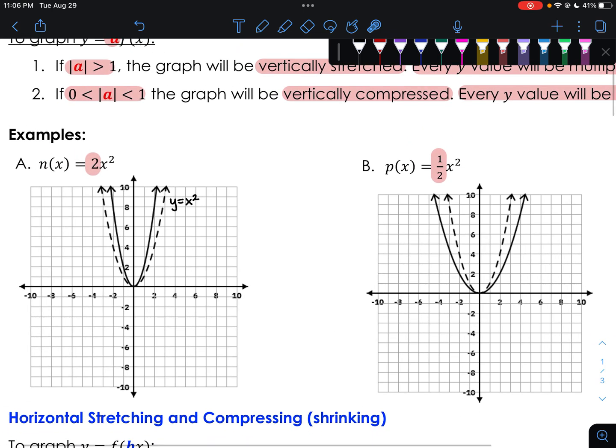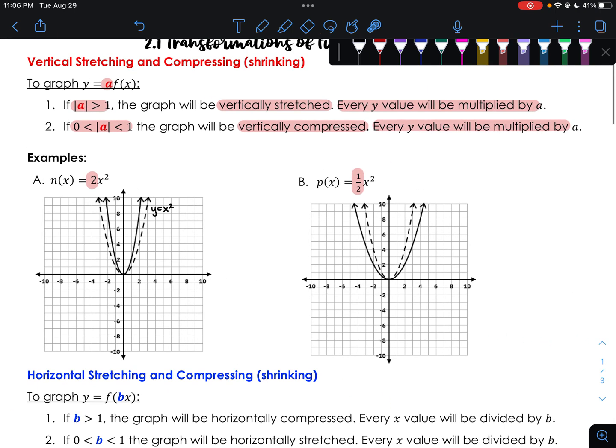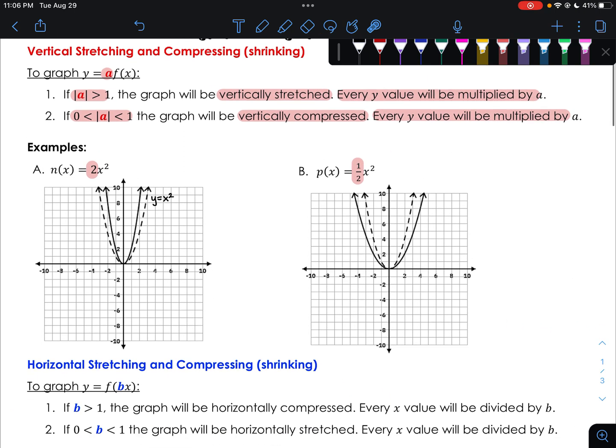Now, the bigger the number a is, the more steep or more narrow it looks. The smaller a is, the more wide it gets. And again, you can graph these on the calculator to see them. That way you get some calculator practice.